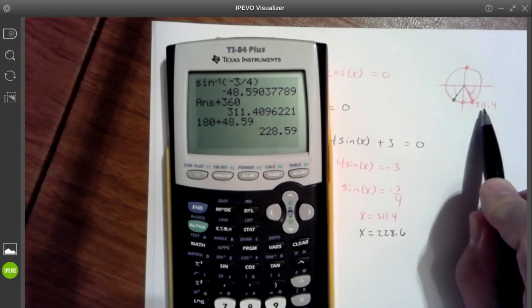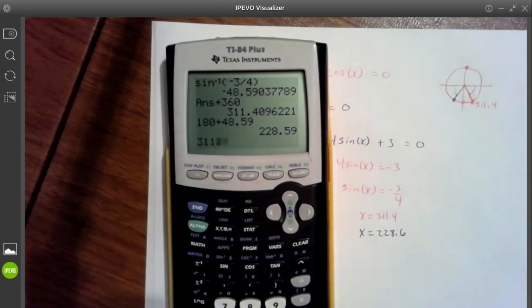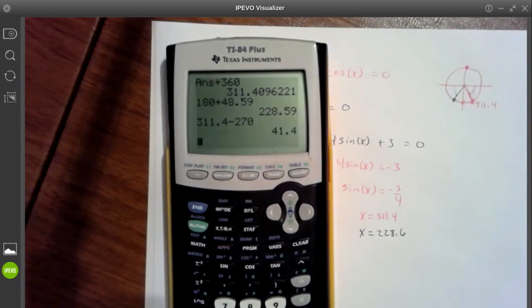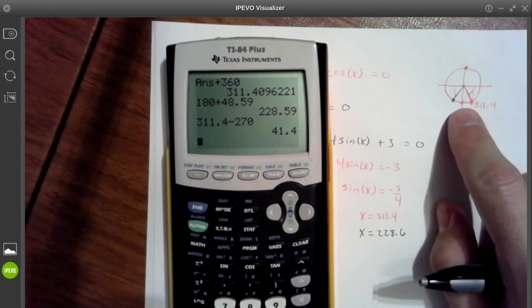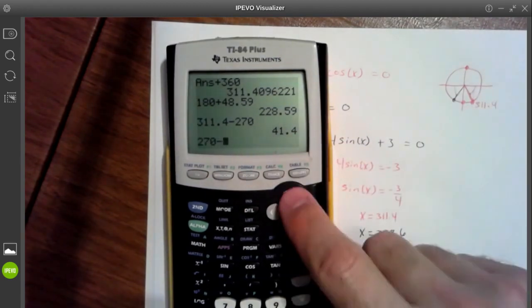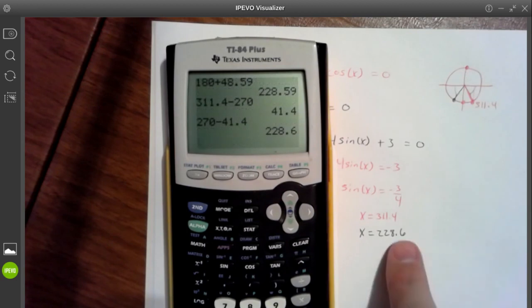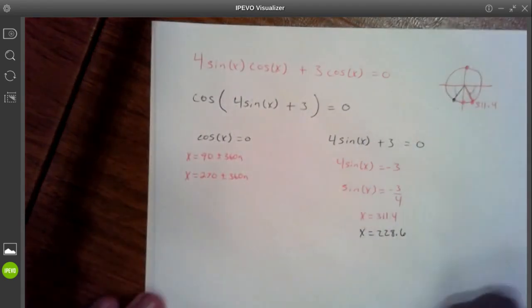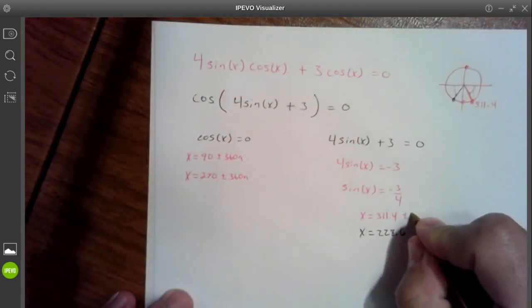The other way that you could get it is by relating it back this way. I could do 311.4 minus 270. That's the distance it is from the 270 mark. And then I could do 270 minus this answer, and it's going to come out to the same thing. So those are my base answers. Of course, I want to do plus minus 360n.